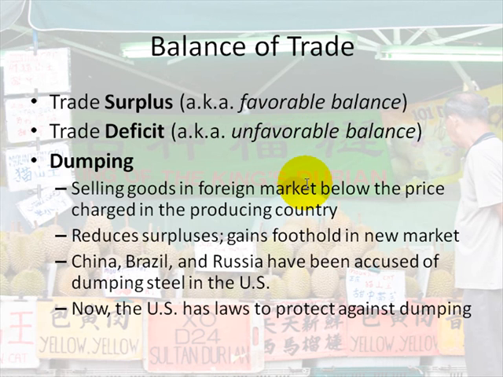and sell things below cost or below what their country's market value would be. And the result would be they'd get access to a whole bunch of new customers that didn't used to purchase steel from this Russian company that now are purchasing steel from this Russian company. And so it's a good way to gain a foothold in a new market. However, the U.S. now has laws to protect against dumping so that nations cannot come in and just undercut U.S. businesses by dumping products in our market.